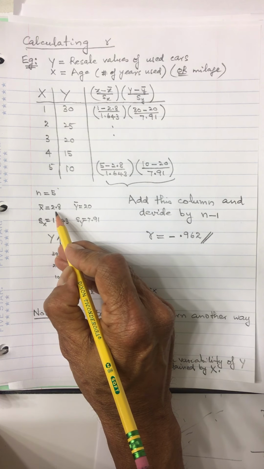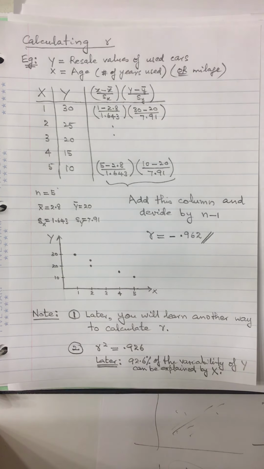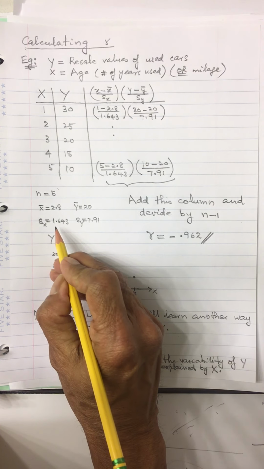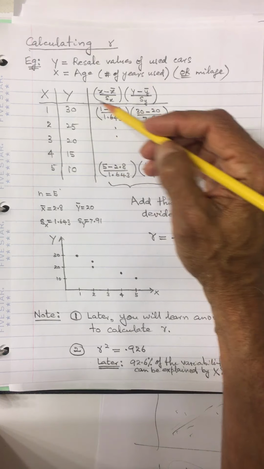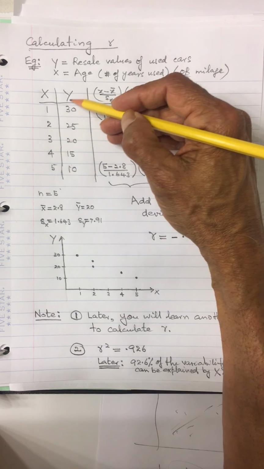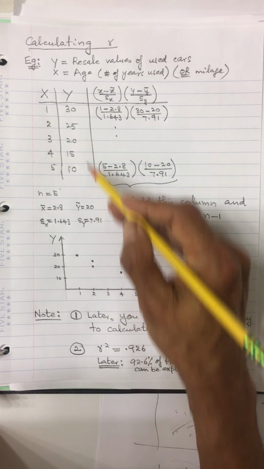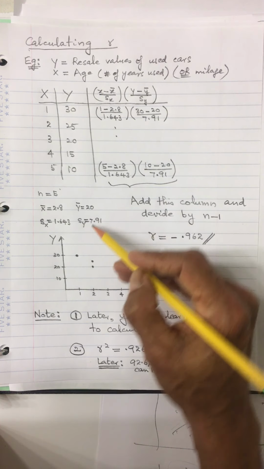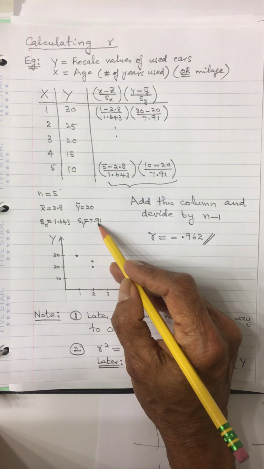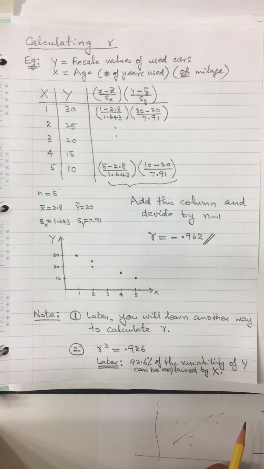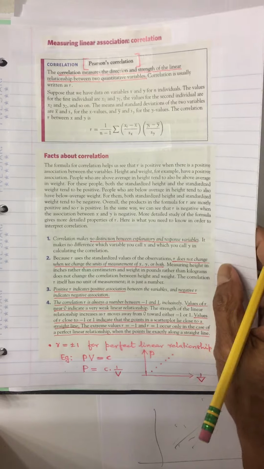You need to punch these values into your calculator memory and figure out the x bar, which is 2.8, and the sample standard deviation, which is going to be 1.643. Then clear the memory and punch the y values into the memory and figure out the average, which is 20, and the sample standard deviation, which is going to be 7.91. Once you get those values, we want to figure out this.